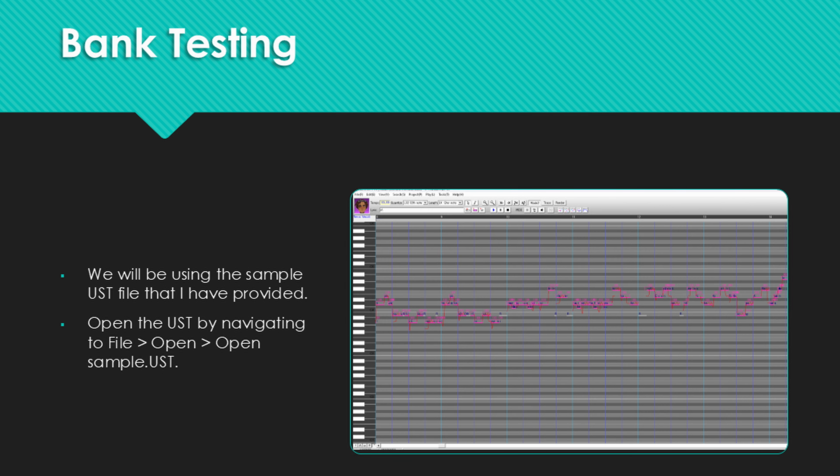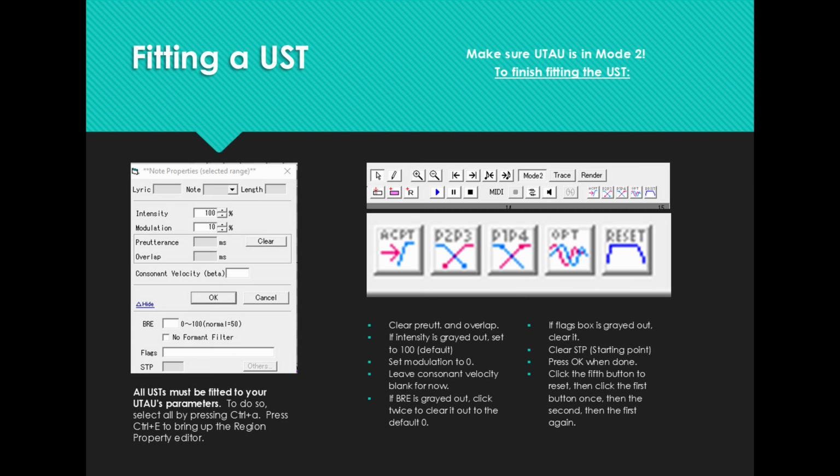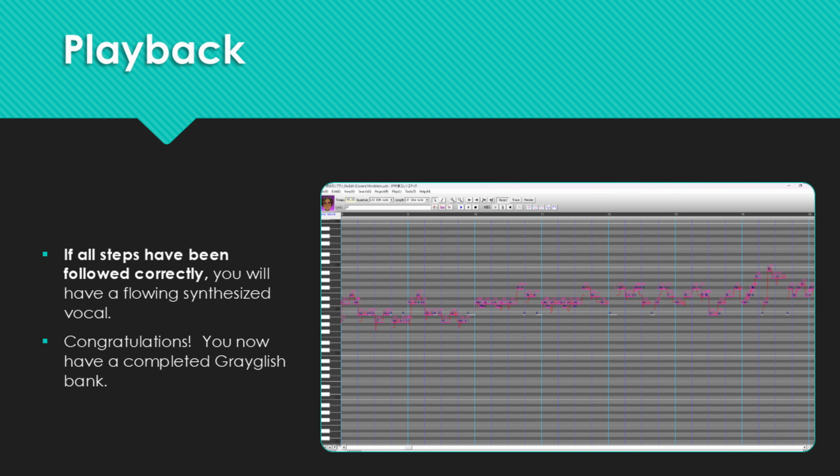So, once you've configured everything and your oto is complete, time for a quick test. Navigate to the folder that says Sample UST and open up the main file. Fit the UST to your oto and hit play. If you did everything right, congratulations! You've made a bank on Greytalian.